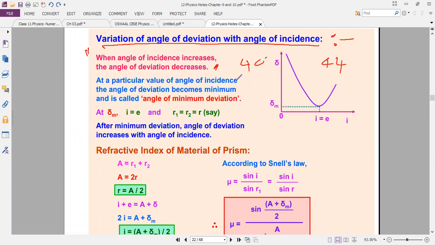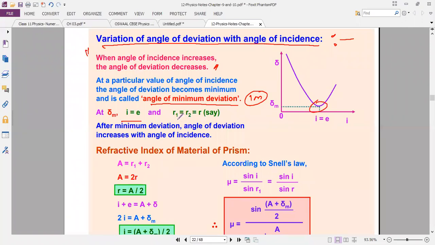Next one, angle of minimum deviation, the definition. For a particular value of angle of incidence, the angle of deviation becomes minimum. It is called the angle of minimum deviation. One more question: define angle of minimum deviation. At this point the deviation is a minimum. It is called the angle of minimum deviation. In this situation, the value of I equals E, angle of incidence and angle of emergence are both equal.